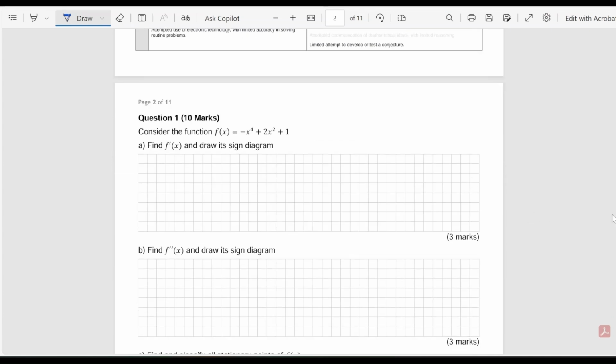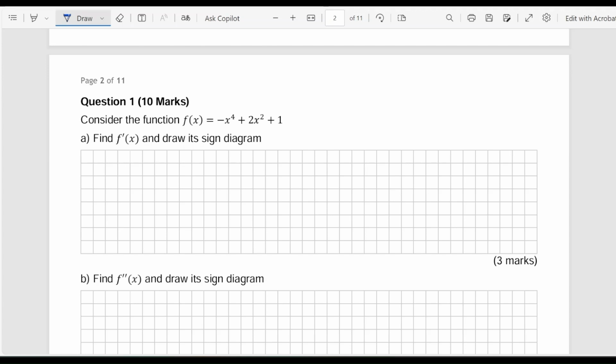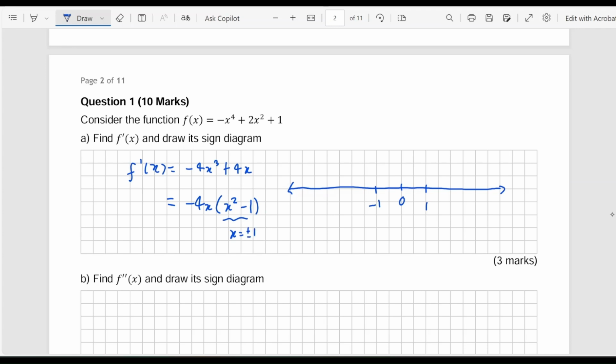First question is shape and inflection. It's a sign diagram question. So here f dash of x is going to be minus 4x cubed plus 4x. Now if you want, you can take out common factors and then you would know what goes on your sign diagram. So in our case, you'd get x is 0, x is 1, and x is minus 1. Just like that. Because x squared take 1 gives you that bit, and x is 0 gives you that bit.